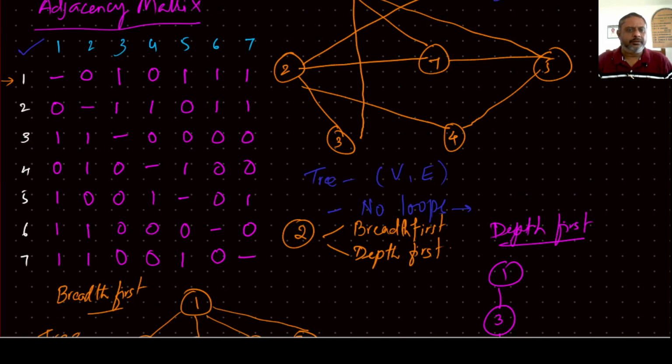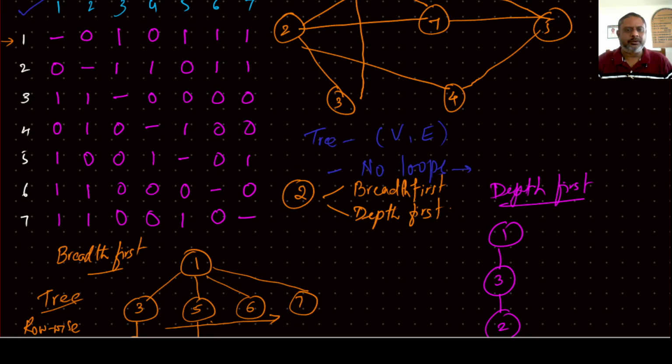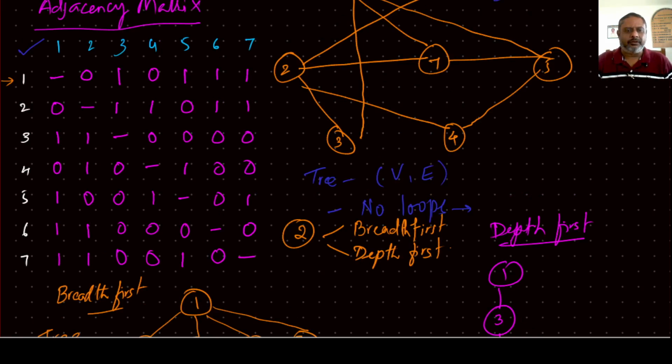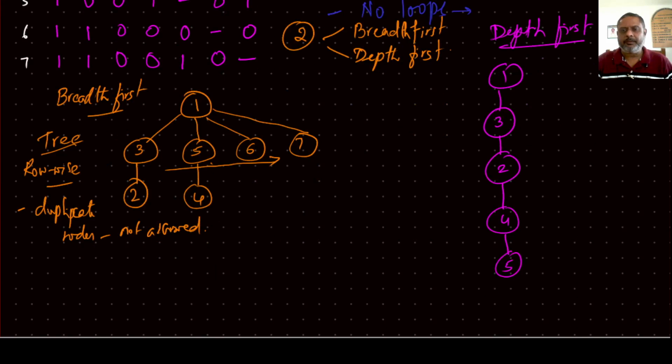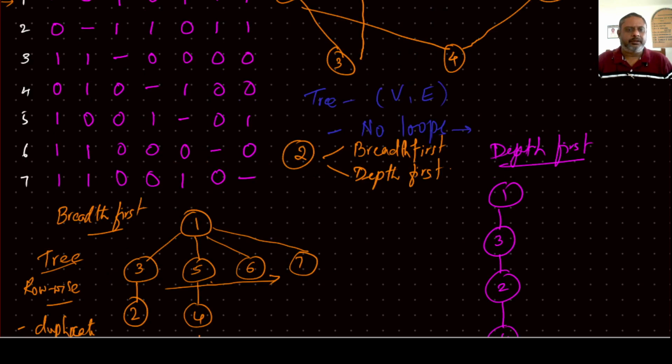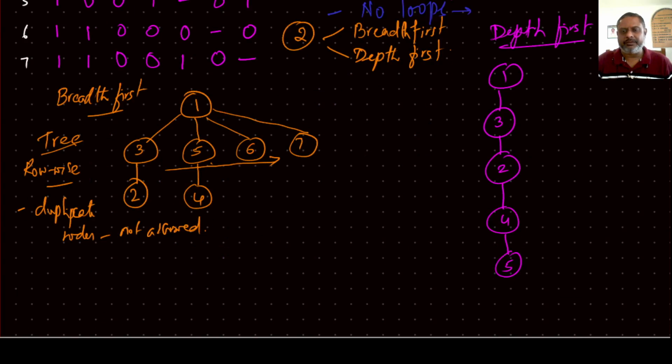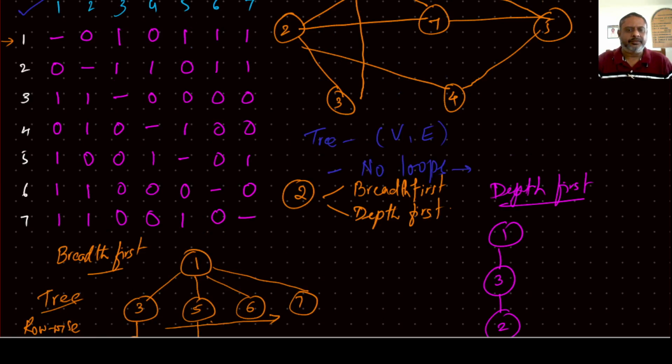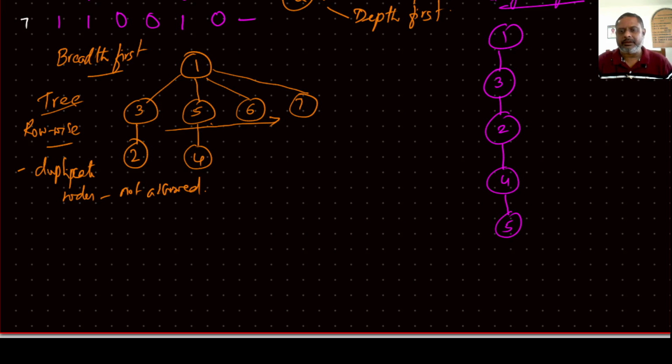Then go to 5. 5 to 1 is done. 5 to 1 cannot be done because that makes a loop. Then 5 to 4 we just added. Then 5 to 7, yeah, you can go for 7.